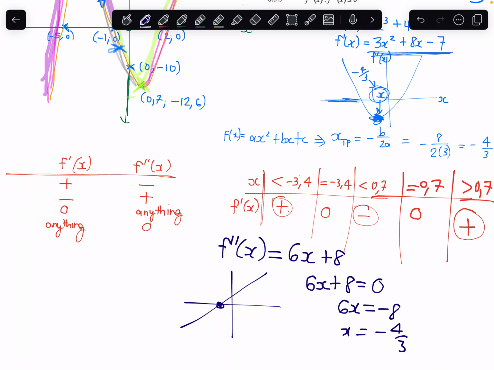Oh, interesting. We bumped into that number not so long ago, didn't we? Okay, so what this is telling us is that when x is smaller than negative 4 over 3, f double prime is negative. And when x is bigger than negative 4 over 3, f double prime is positive. And at x equal to negative 4 over 3, f double prime is equal to 0.